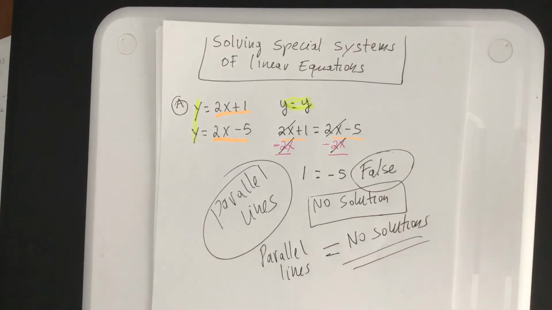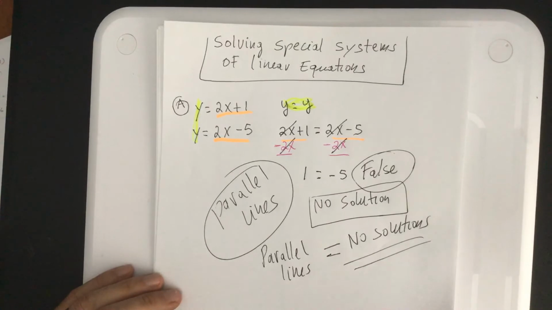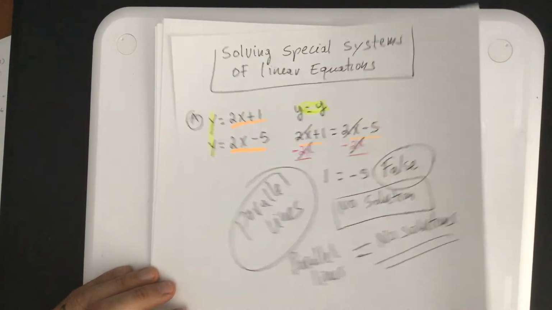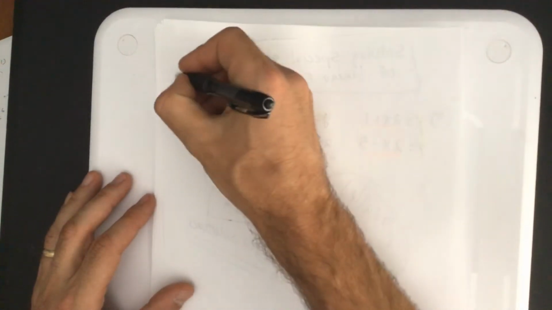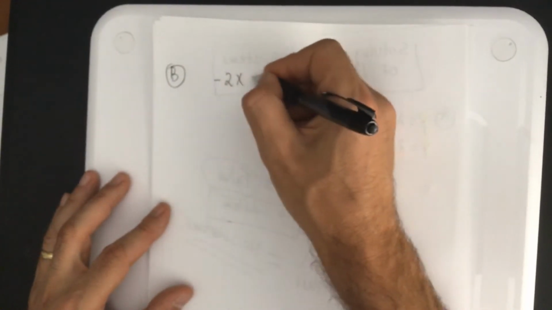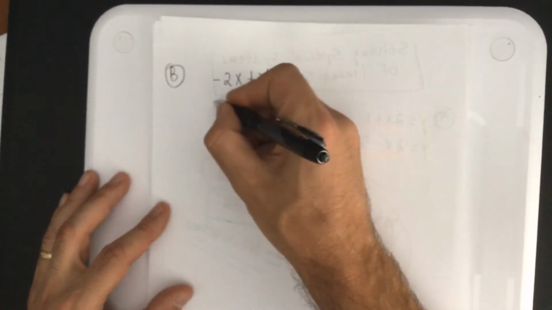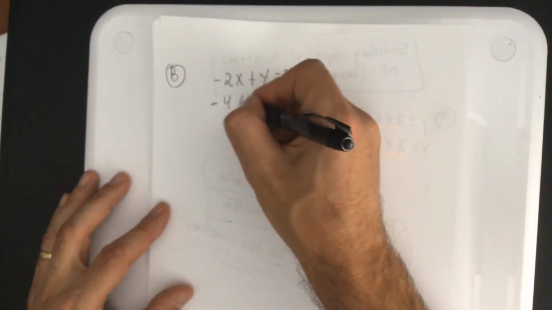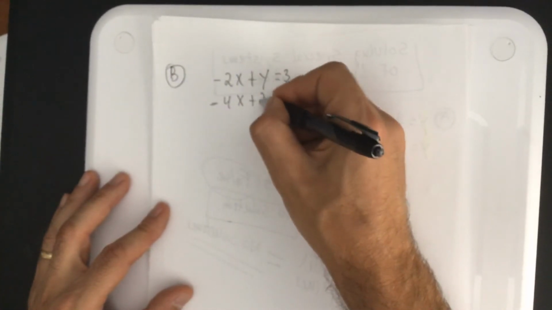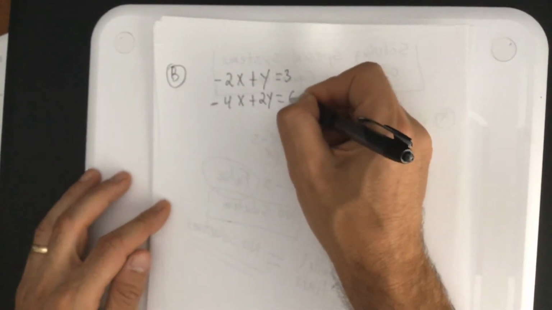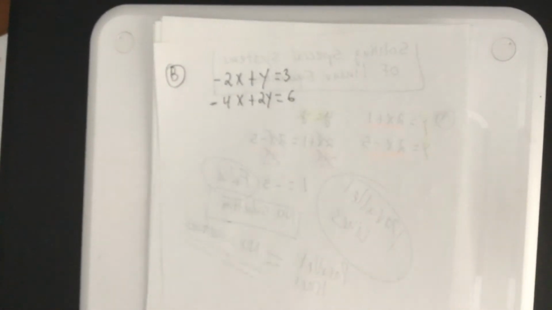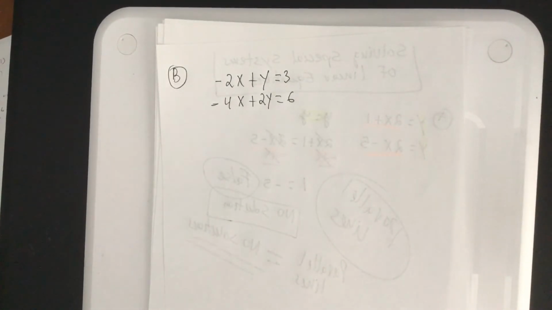All right, let me see if you guys can do the next one. I'm going to give you another one here. Let me flip the page. Let me give you example B. Let's write down negative 2x plus y equals 3, and negative 4x plus 2y equals 6. Pause the video, see if you're able to handle it.